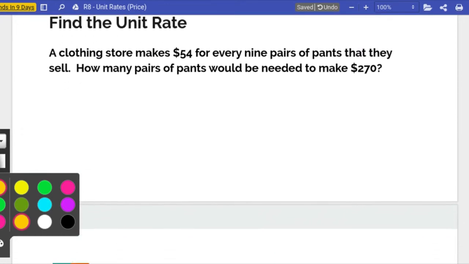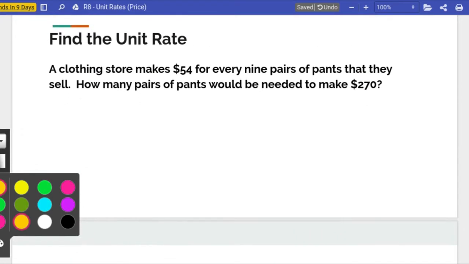All right, a clothing store makes $54 for every 9 pairs of pants that they sell. How many pairs of pants would be needed to make $270? All right, so our ultimate goal is to get to $270. So it might be easiest for us to scale down to a unit rate and then to scale back up. So let's set up our ratio.